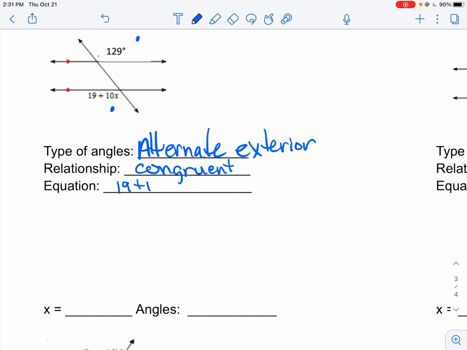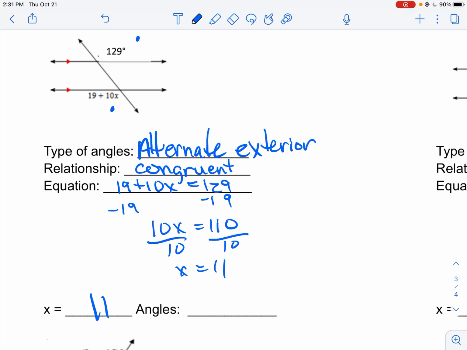So I take 19 plus 10x equals 129. And I solve, so I would subtract 19 from both sides, get 10x equals 110, divide by 10, and get x equals 11. So we've got 11. Then, didn't we already say that the angles are equal to each other? We know that this angle is 129, so isn't that automatically 129?